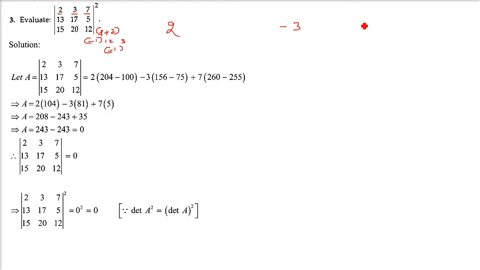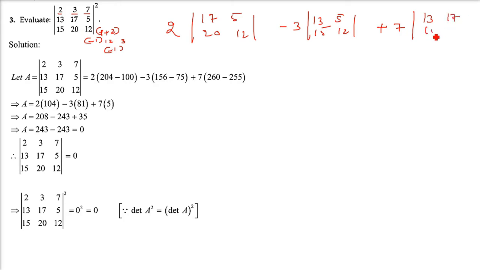I'll write it as plus 7. Now wherever this 2 is lying, which row and which column, we have to leave it. So you get 17, 5 and 20, 12, minus 3. Leave this row and column, you get 13, 15 and 5, 12. In this 7, leave this row and column, you get 13, 17 and 15, 20.